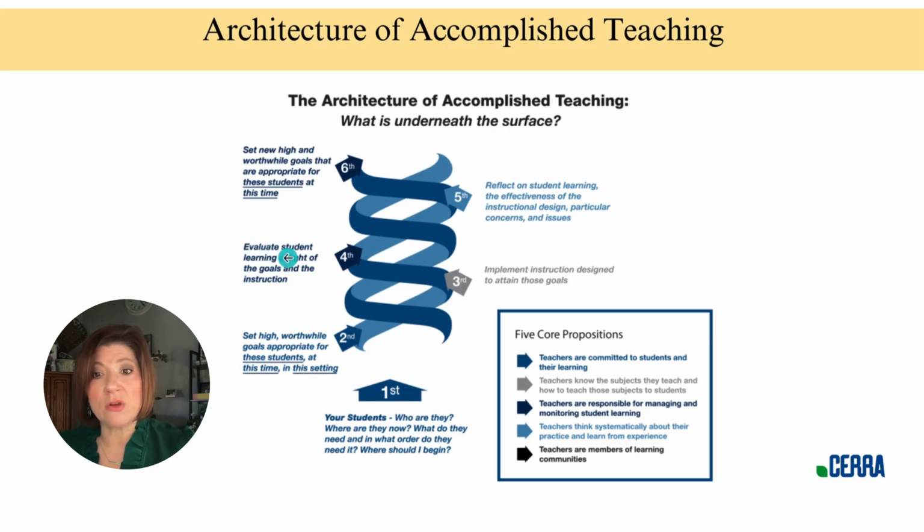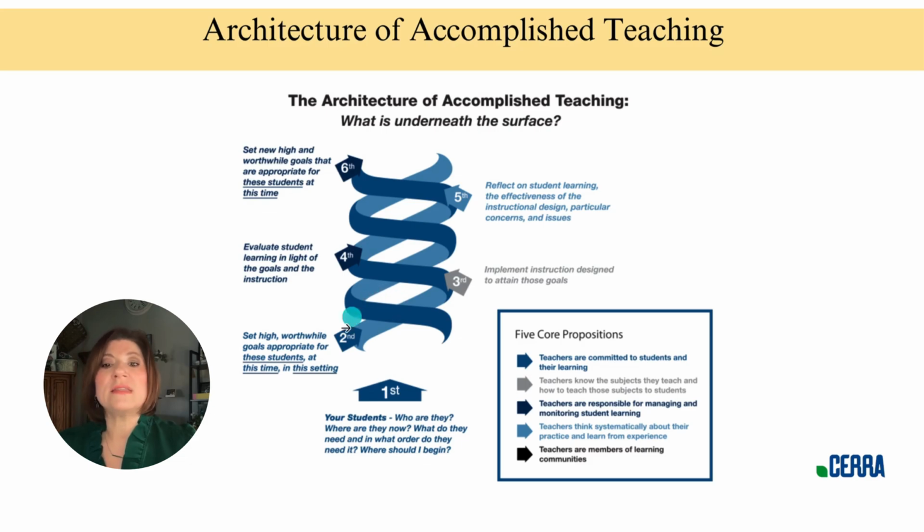You're looking through and you're evaluating what they've learned, or did they learn anything or did they not? Which brings us to that next step where teachers think systematically about their practice and learn from experience. You're now reflecting upon those student learning, the effectiveness of that instruction that you gave, and deciding, were there any particular concerns? Were there any issues? Did you need to reteach anything? And from there, you're going to go and you're going to set new goals for these students in this time.